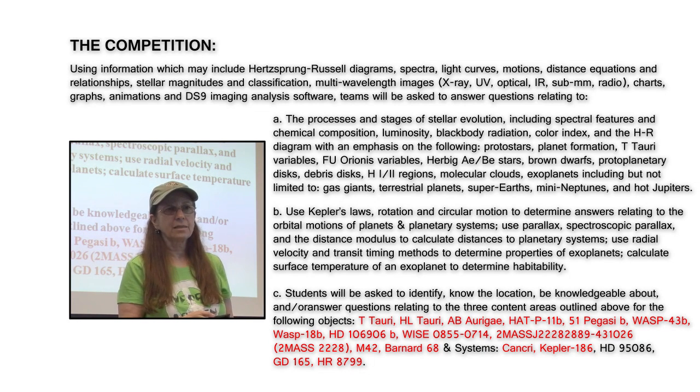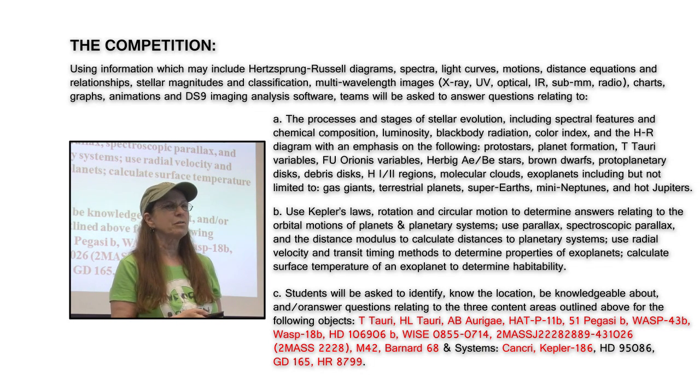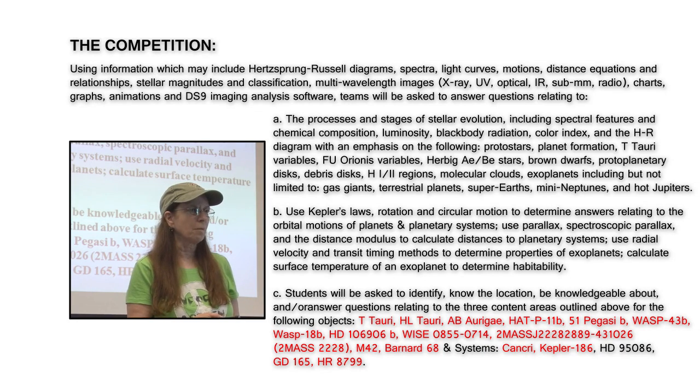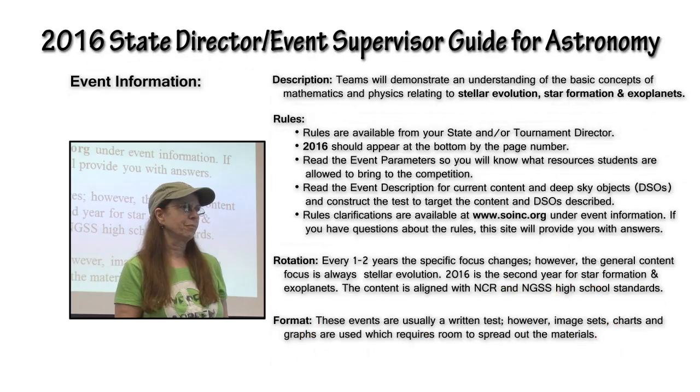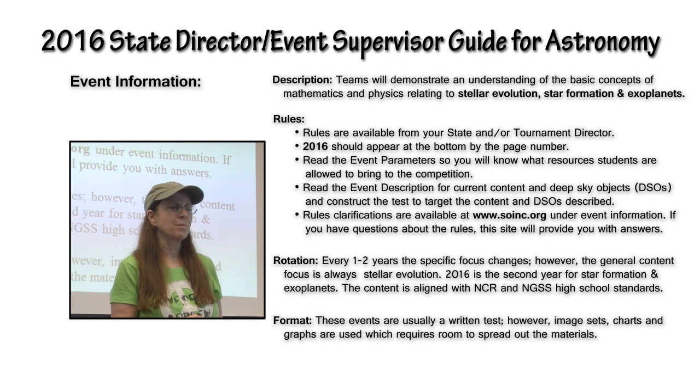Part C is a list of this year's deep sky objects that were selected specifically to highlight the most important stages of stellar evolution regarding protostars and planetary disks and the exoplanets that they form. Only one of them on there that's in black, HD 95086, was on last year's competition also. The rest of them are new for this year. So again, the description is the students will have a basic understanding of the physics and mathematics relating to stellar evolution and the formation of exoplanets as they form around protostars.